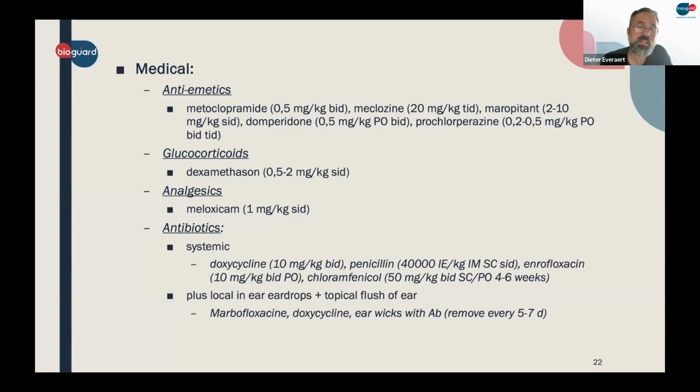Especially when you do a myringotomy, or if the membrane is already ruptured, you can do a local flush with local eardrops containing marbofloxacin, doxycycline. When you do myringotomy, you can also use ear wicks impregnated with antibiotics, which you remove every 5 to 7 days. You can also use that for otitis externa without otitis interna. So the same thing you can use.